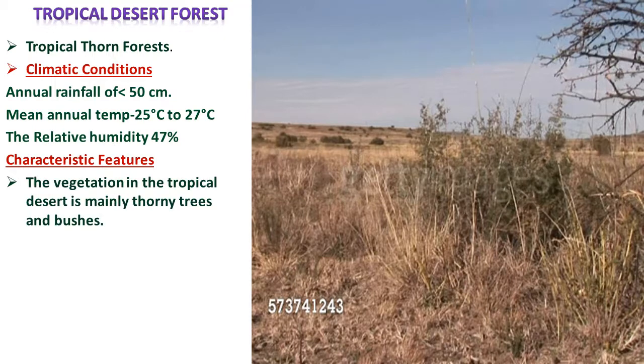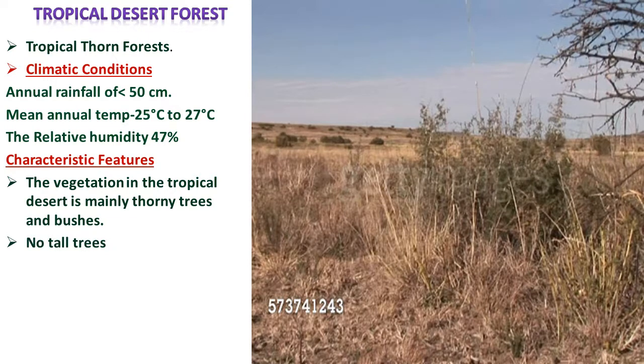The vegetation in the tropical desert forest is mainly thorny trees and bushes. That means these forests have xerophytic vegetation. The trees which have adapted themselves to survive in drought-like conditions are called xerophytes. For example, the acacia or babul trees.